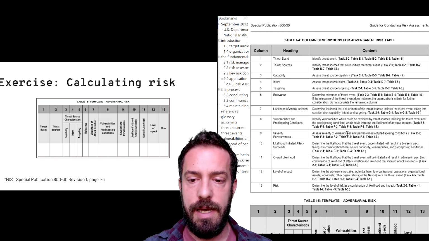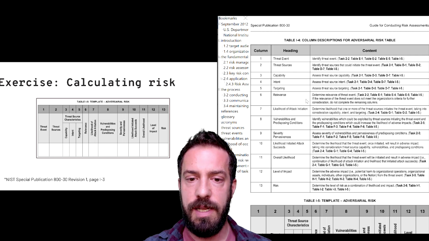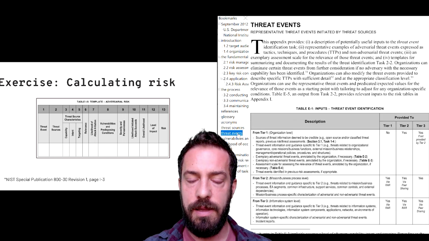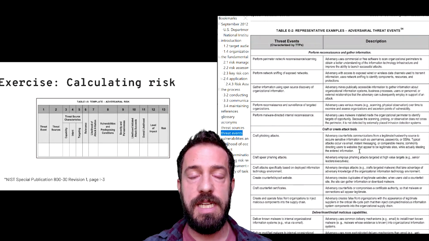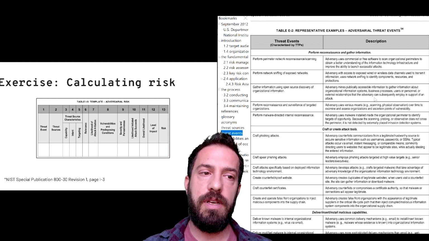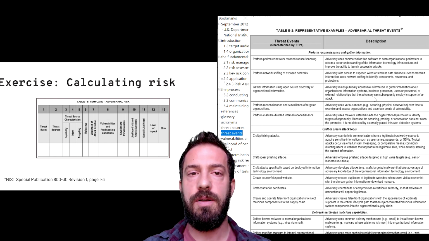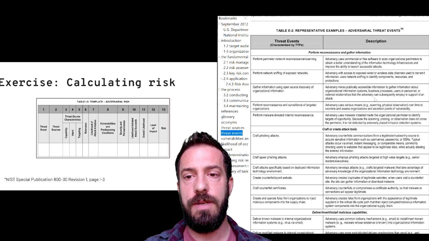Let's say I'm starting with column 1, threat event. That will be task 2.2, as we saw before, threat event identification. Let me go to that. So here I see representative examples. Many of my events, again, will come from previous risk assessments I have done or from the experience of the people involved, but I can also use the tables here.